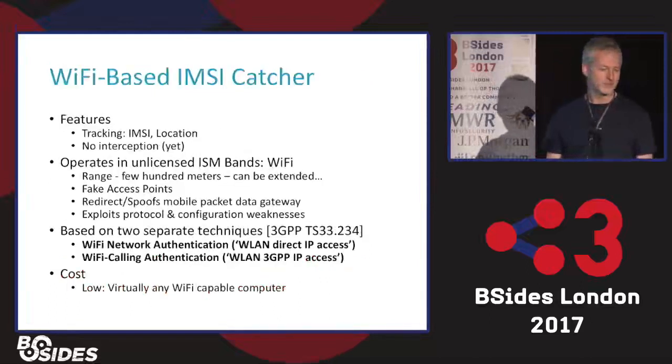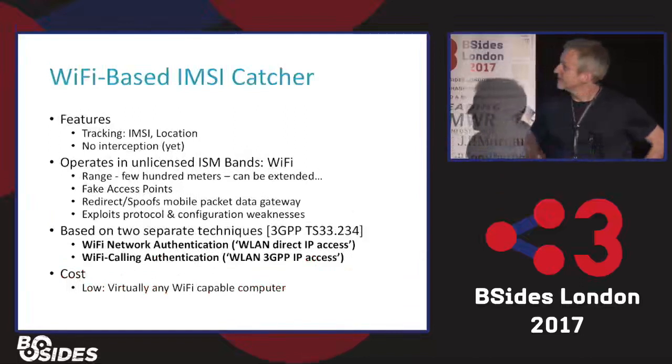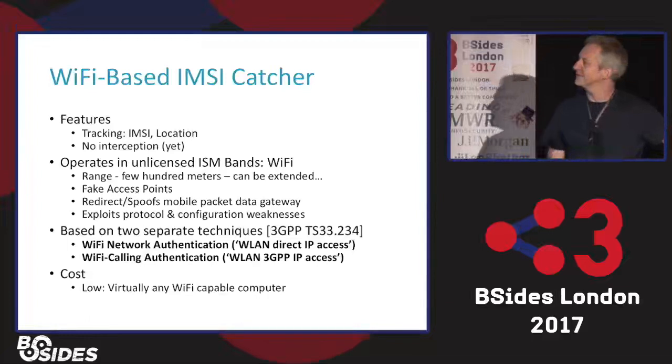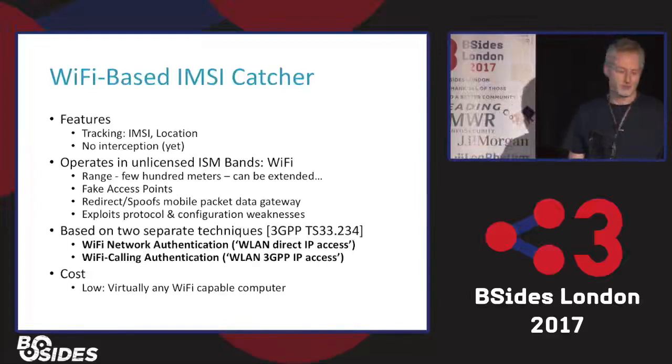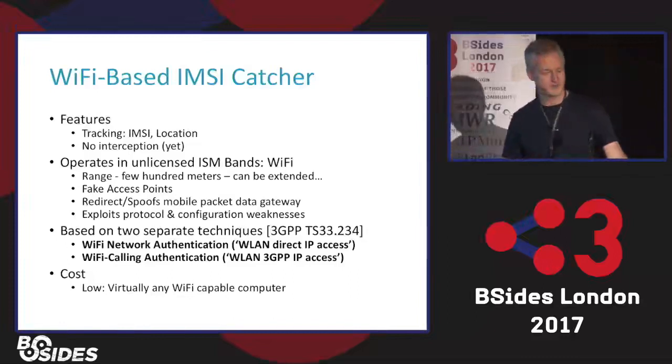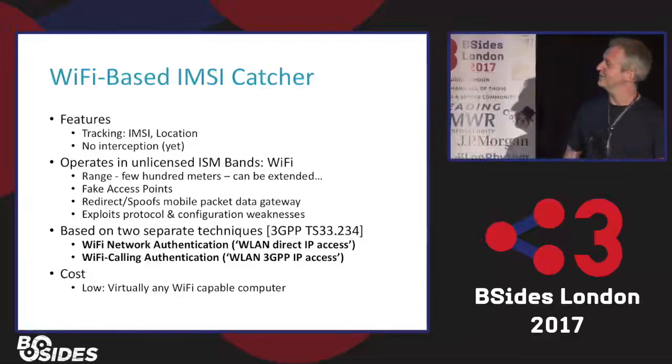So Wi-Fi-based IMSI capture: we can track on IMSI and location, but no interception. So far, it operates in the ISM, the industrial, scientific and medical bands, unlicensed, basically. Range is a few hundred meters, but it could be extended with all kinds of pop cans and what have you. And basically, you can spin up a fake access point and perform some of these attacks that we're going to talk about.